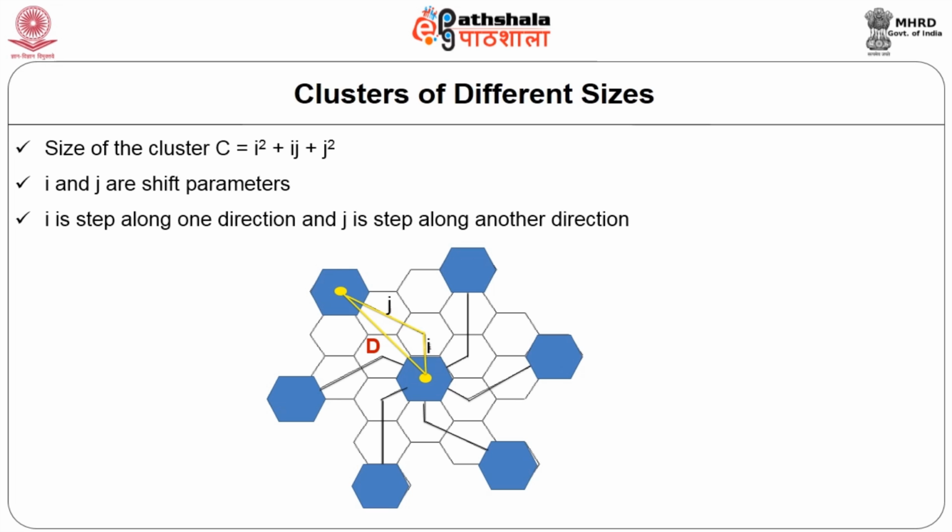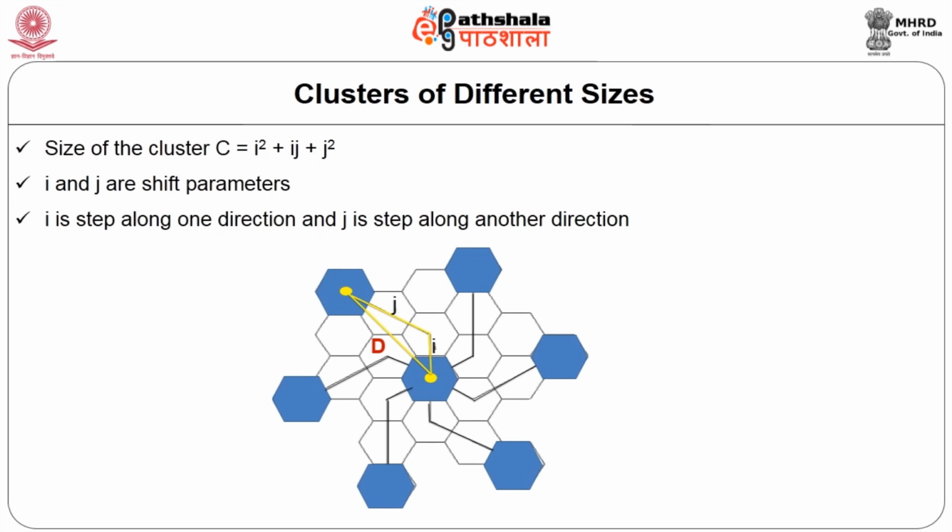Now what are i and j? i and j are the steps by which I can go from one co-channel cell to another co-channel cell. For example, if I want to go from one co-channel cell, described by frequency A, you can refer to the diagram, to the nearest co-channel cell, again represented by frequency A, then I take i steps along one direction and j steps along another direction. Now what will be the values of i and j? These values will be determined by the size of the cluster, or in other words, the size of the cluster can be calculated from the shift parameters i and j.